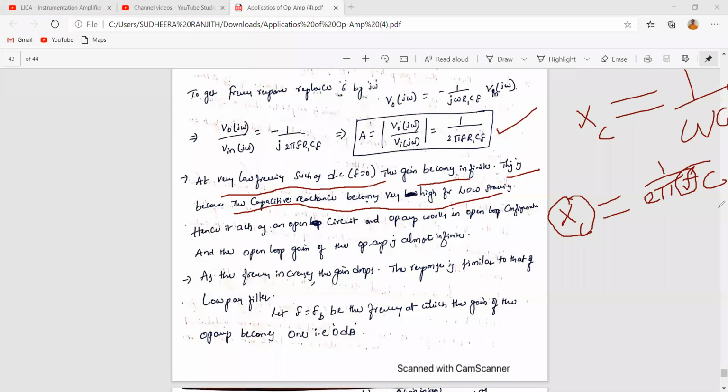Are frequency and reactance inversely proportional or directly proportional? Inversely proportional. Right. If f equal to 0 for DC, what is the reactance? Infinite. Suppose some frequency of 1 Hz, a very low value, what about the reactance?